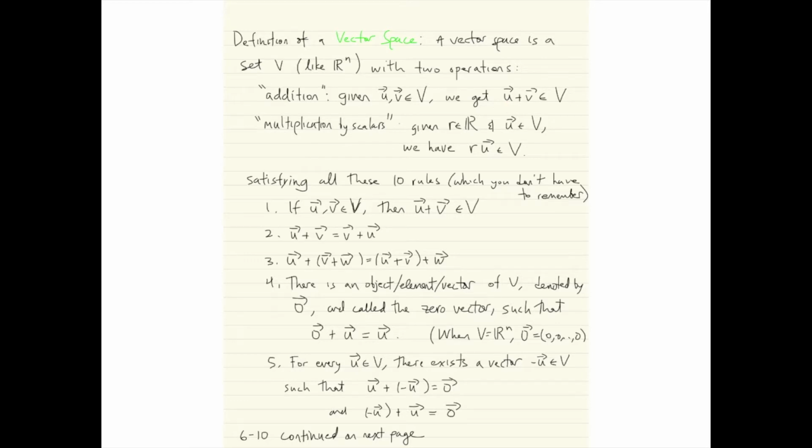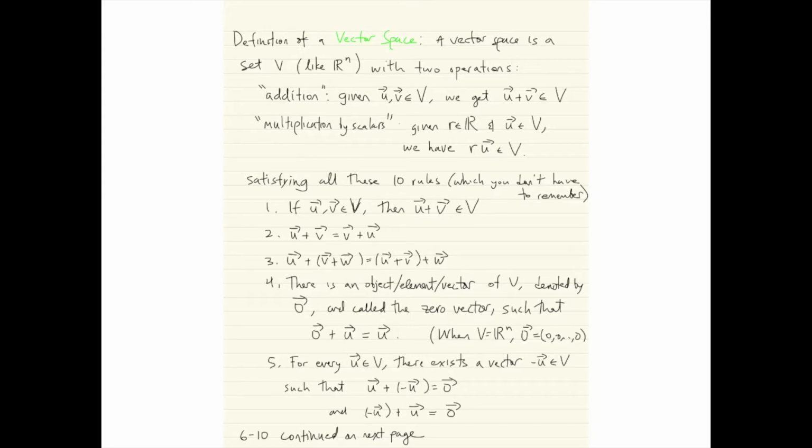And the second operation is a multiplication by a scalar. In other words, given a real number r in the set of real numbers, and a vector, well, elements of our vector space are called vectors. So given an element u, or a vector u, in our vector space V, we have another vector, or another element of V, denoted ru. Sometimes we say r times u.